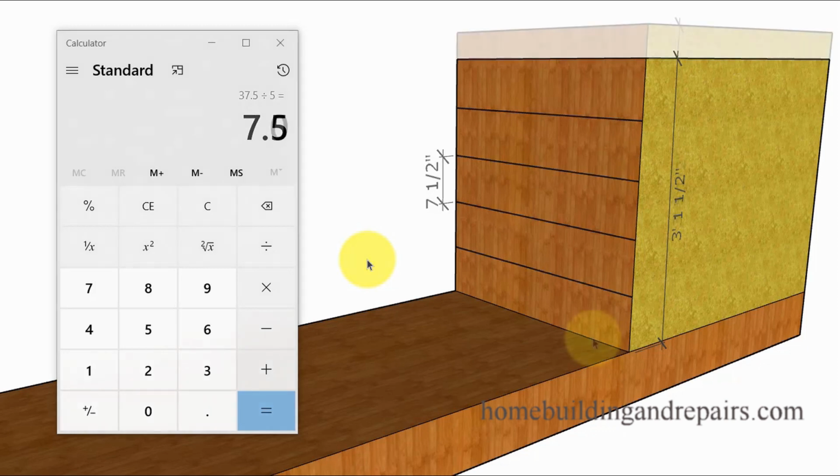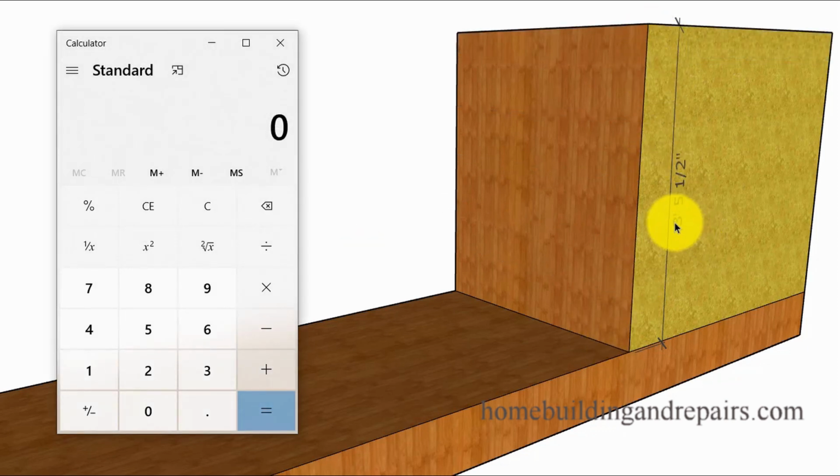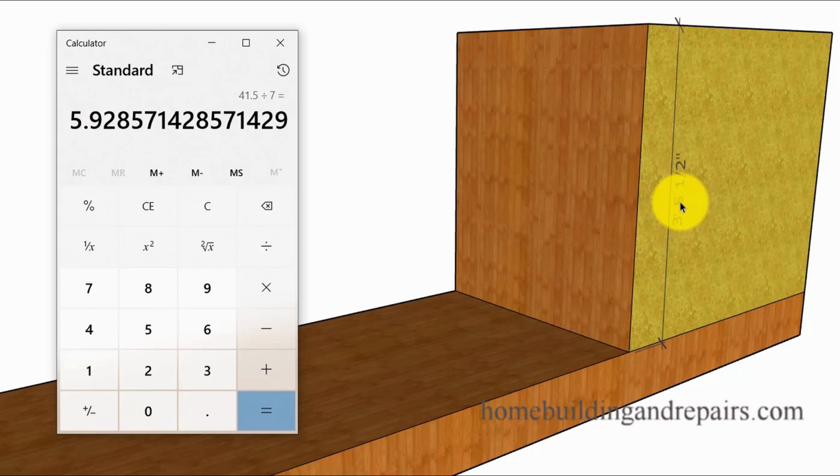So let's go ahead and raise the height of this to 3 foot 5.5 inches, which converts to 41.5 inches. Let's go ahead and put in 41.5, and we're going to divide it by 7. Our magic number. Now we have 5.9, so I'm going to go ahead and divide this by 6. Now this should make sense to you. I raised the height of this by 4 inches, and now I'm going to be adding another riser. Instead of dividing the number by 5, I'm going to divide it by 6.